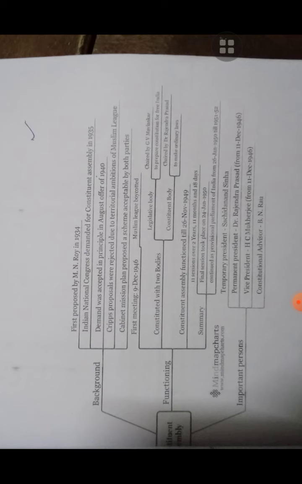The temporary President was Sachchidananda Sinha. The permanent President was Dr. Rajendra Prasad. The Vice President was H.C. Mukherjee. The Constitutional Advisor was B.N. Rau.